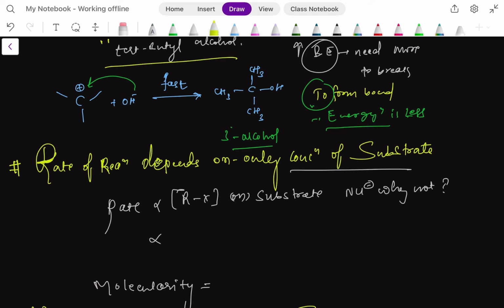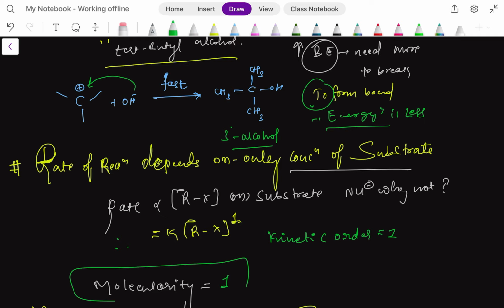In this, if I remove the direct proportionality, you are going to get an equal symbol: rate equals rate constant into [RX]. What is the power? Nothing, so it is 1. Therefore, the kinetic order for this is 1. Then the molecularity for this SN1 is going to be 1. Therefore, we call it SN1. The 1 is the molecularity, so we can expand SN1 as unimolecular nucleophilic substitution reaction. I hope you understood this example.